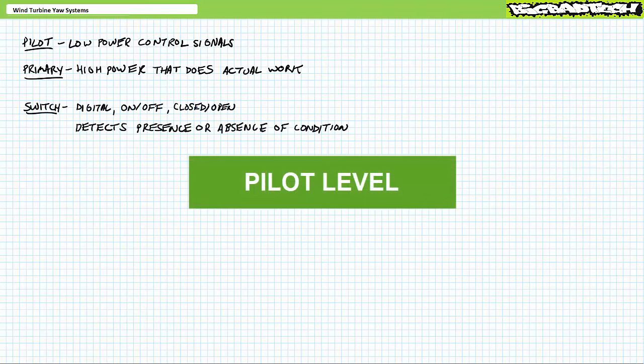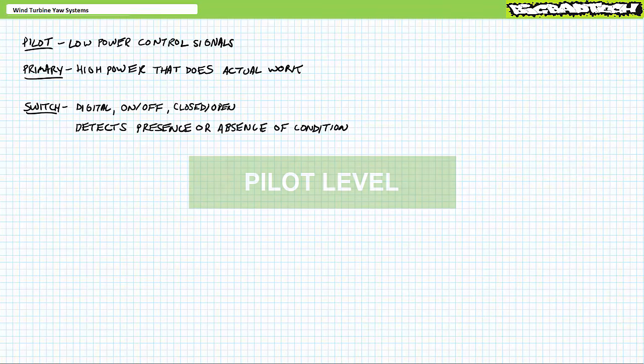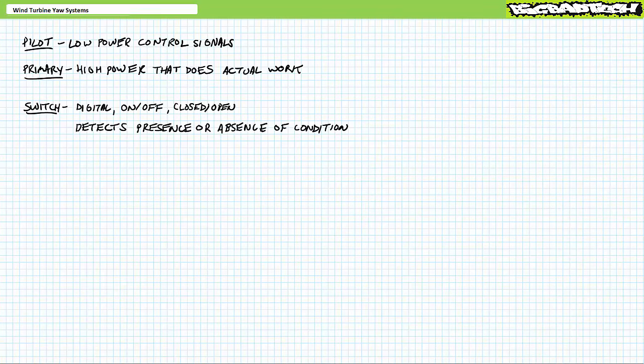Pilot level. You will recall switches are digital devices that can exist in one of two mutually exclusive states, deactivated or activated. For example, consider a normally open limit switch that, when unperturbed and not struck by some physical object, sends a 0-volt signal to the control system.